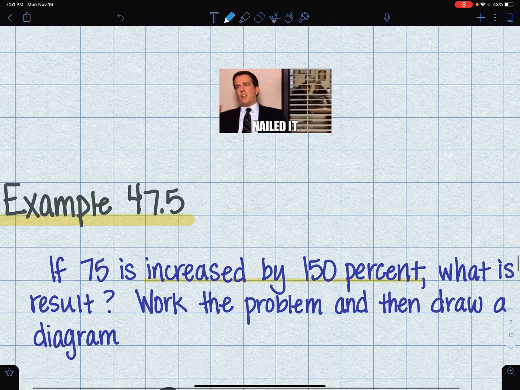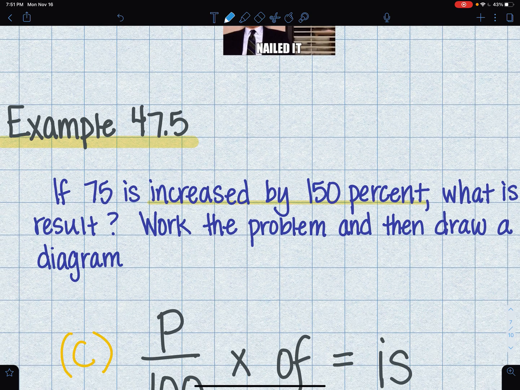All right, so let's do example 47.5. Now this one is the super tricky one, and I had to read this several times before I understood it. So let's read it again very carefully. If 75 is increased by, and these are the key words that made it a tricky problem, is increased by 150%. Because if you're not careful, you're going to say, oh, it just says 150%, so 150% must be my P. But it is not. That is wrong.